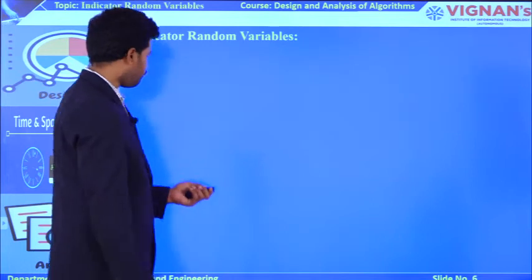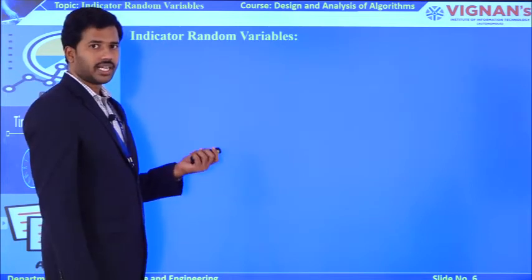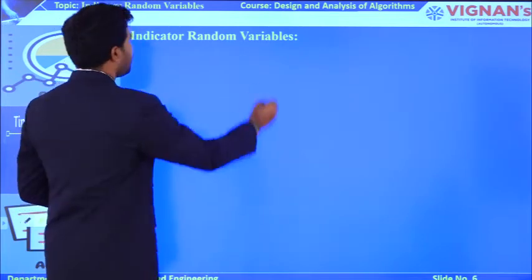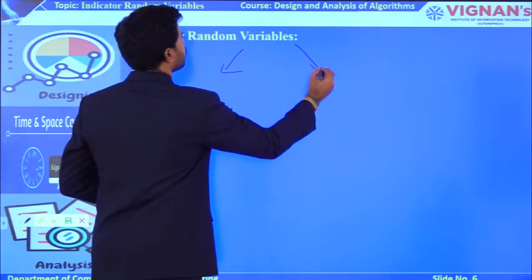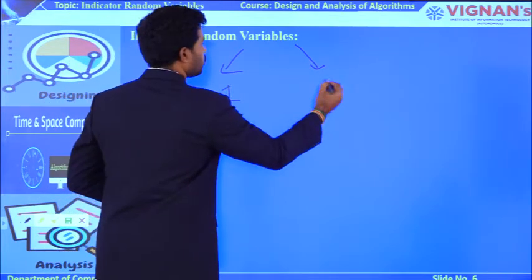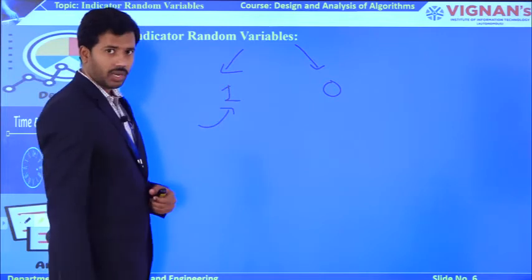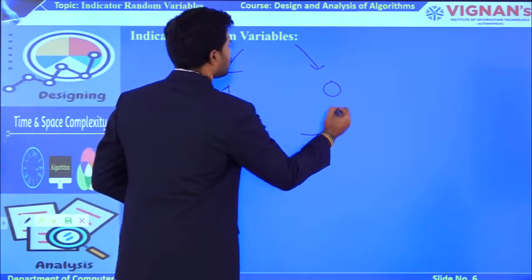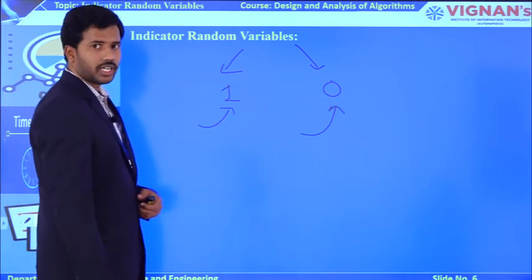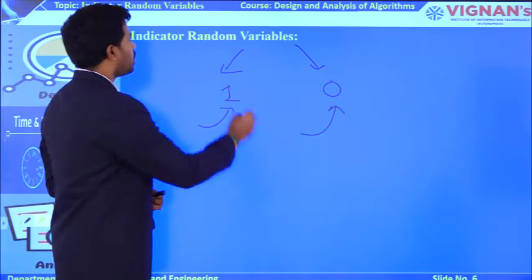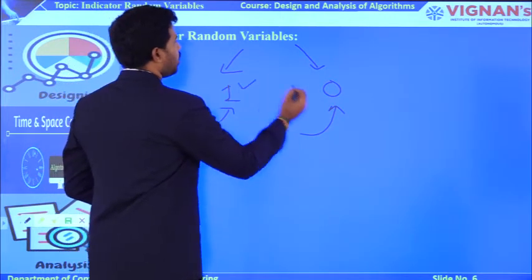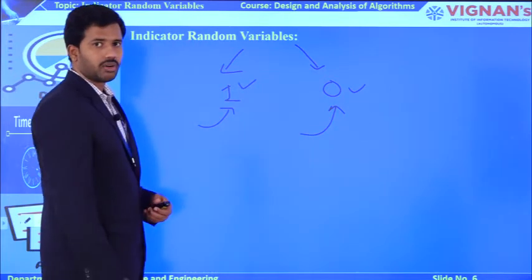Okay. You are going to have a discussion on indicator random variables. Every event is going to be indicated by two values, 1 as well as 0. If any event occurs, then that event is denoted by 1. If any event doesn't occur, that event is indicated by 0. So based on these indicator random values, you are going to have the capability to find out the probability.